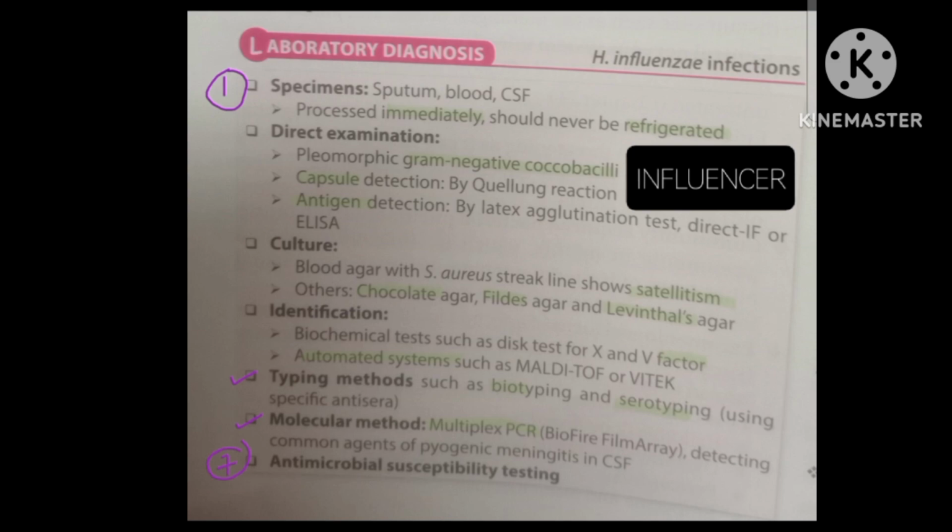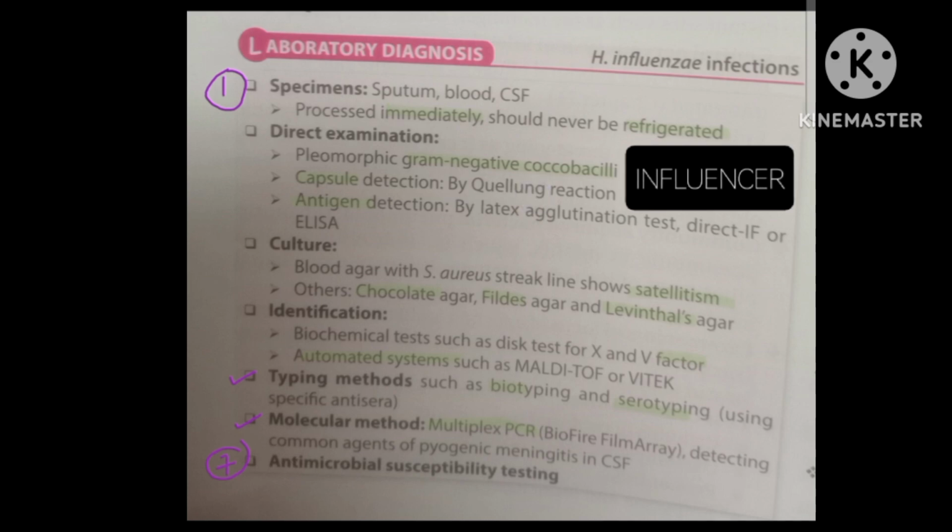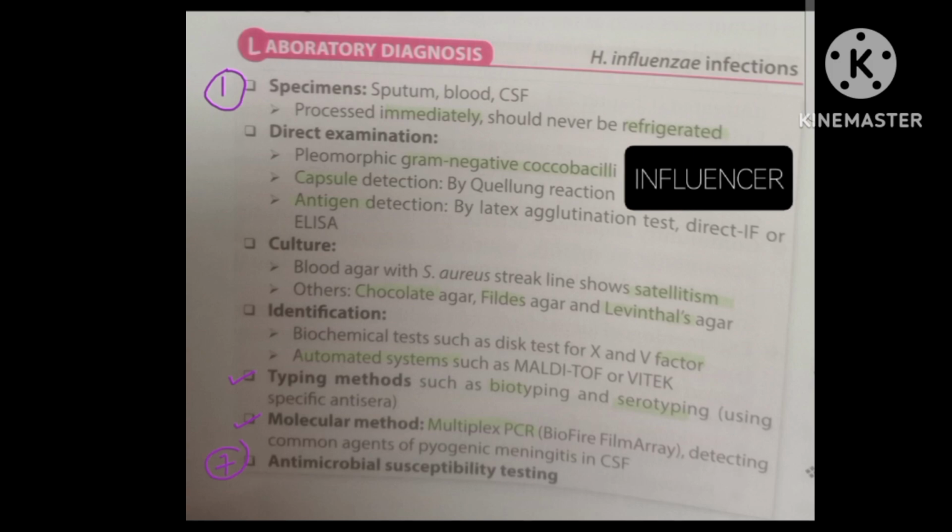Direct examination, three things: pleomorphic gram-negative coccobacilli, capsule detection. One name that you got to remember is the Quellung reaction. In antigen detection, the basic three things that you've always done: latex agglutination, direct IF, or ELISA.